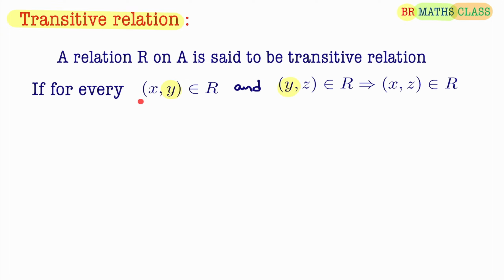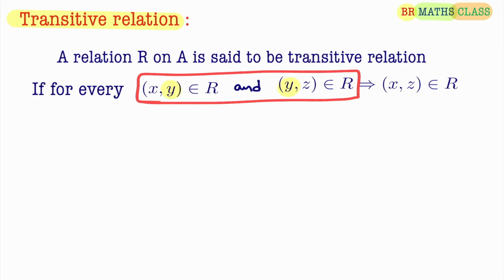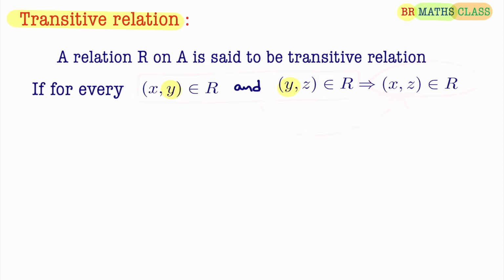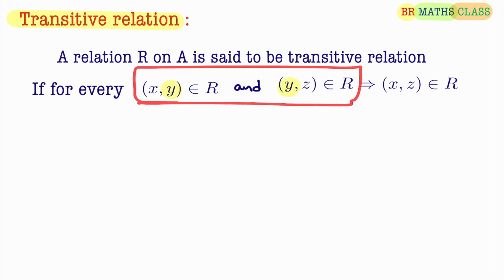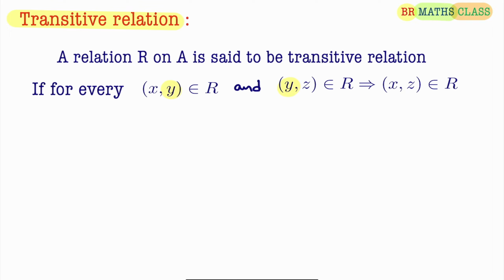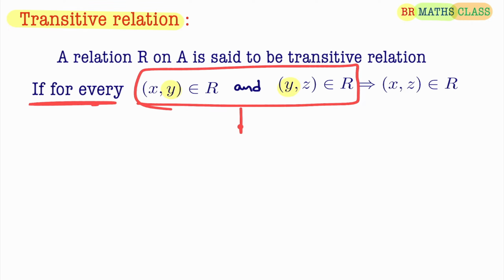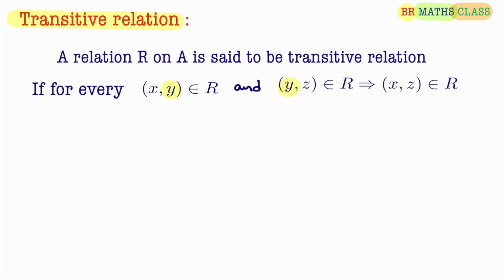If such type of ordered pair exists in the relation, then we'll look whether (x, z) is there in the relation or not. (x, y) belongs to R and (y, z) also belongs to R. Then we will check whether (x, z) belongs to R or not. Like that, you need to check for every such pair of ordered pairs. You can understand this more clearly with the help of examples.